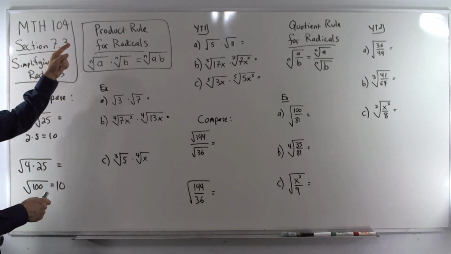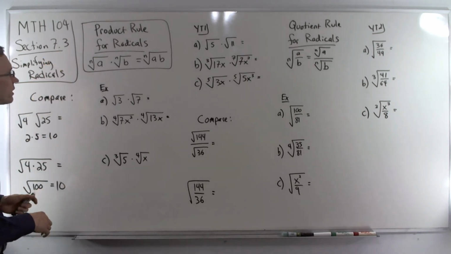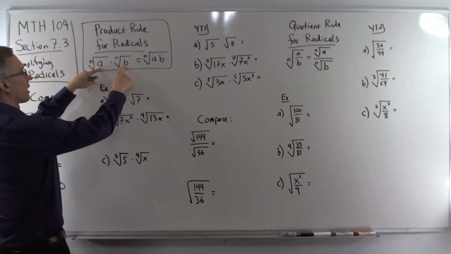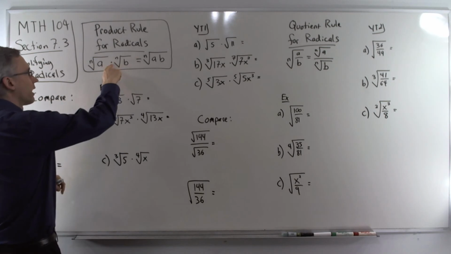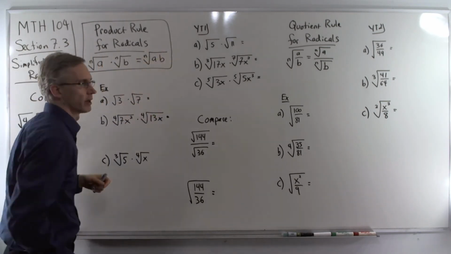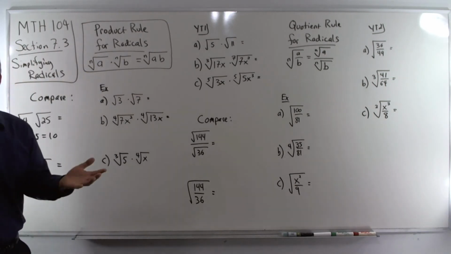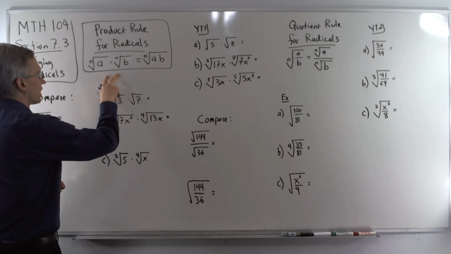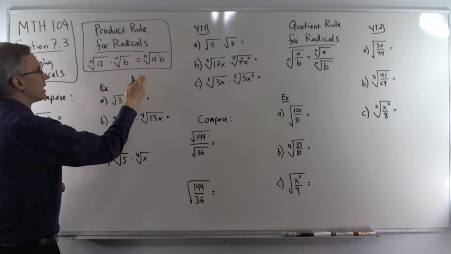And that's the idea behind the product rule for radicals. We can either evaluate the two radicals individually and then multiply them, or we can multiply the numbers together and then evaluate the radical. You get the same answer either way. So this is a very important property we'll be using. We'll use the transform equations. We can use them going either direction.